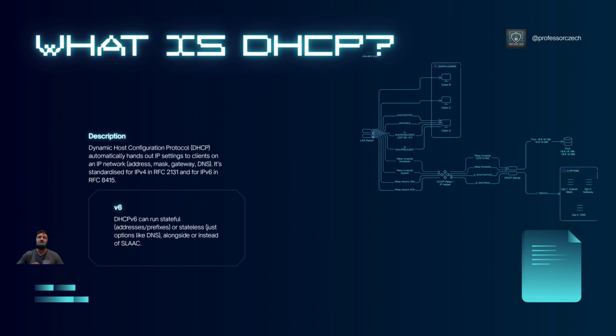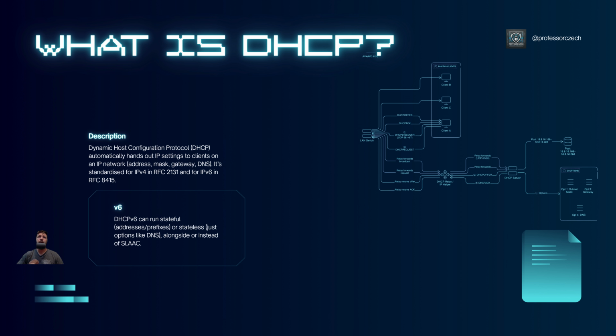Crucially, it lends these settings on a lease, more library books than property deeds. So addresses can be recycled cleanly as devices come and go. Formally, this is the Dynamic Host Configuration Protocol, standardized for IPv4 in RFC 2131 and for IPv6 in RFC 8415. The IPv6 world adds some grown-up nuance.